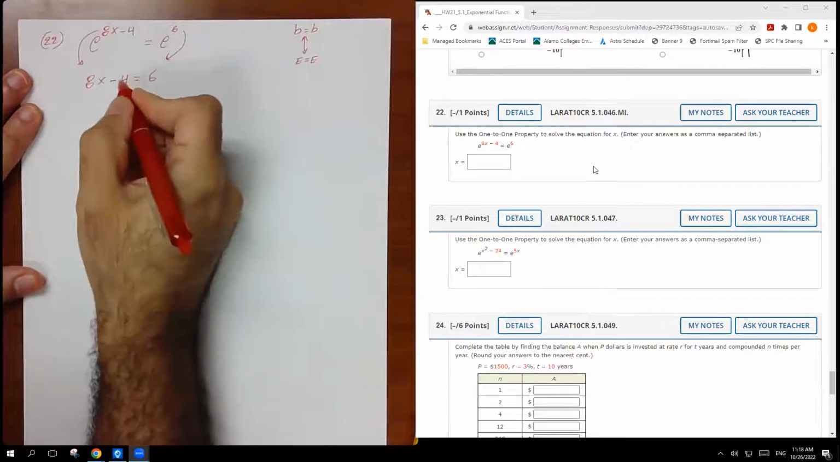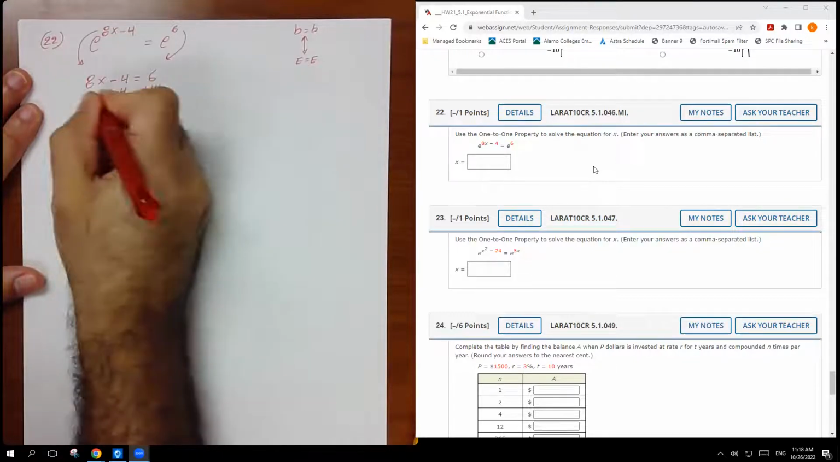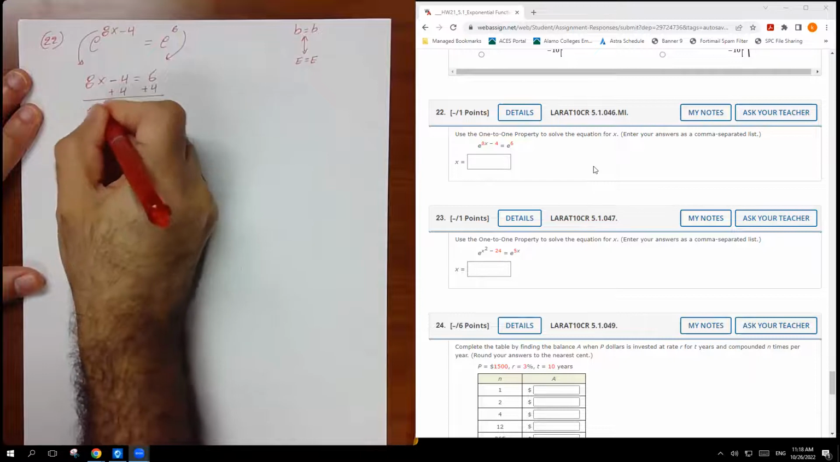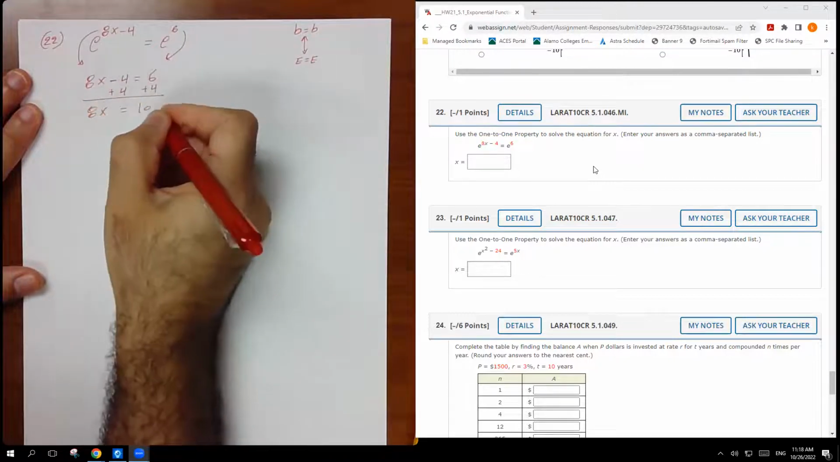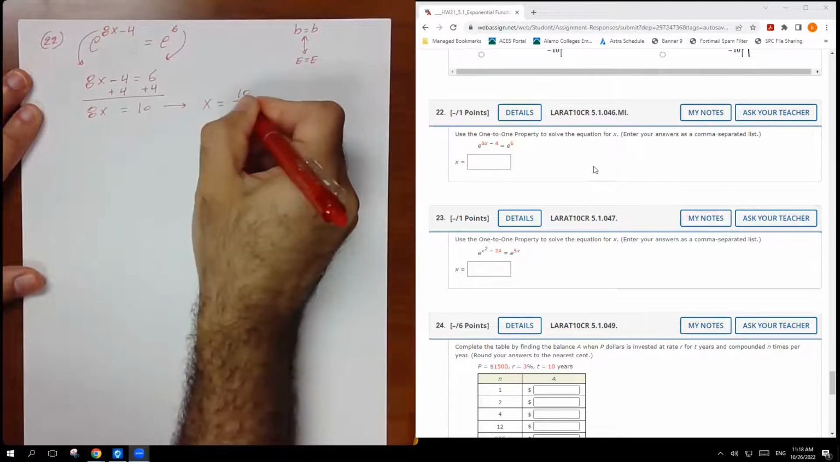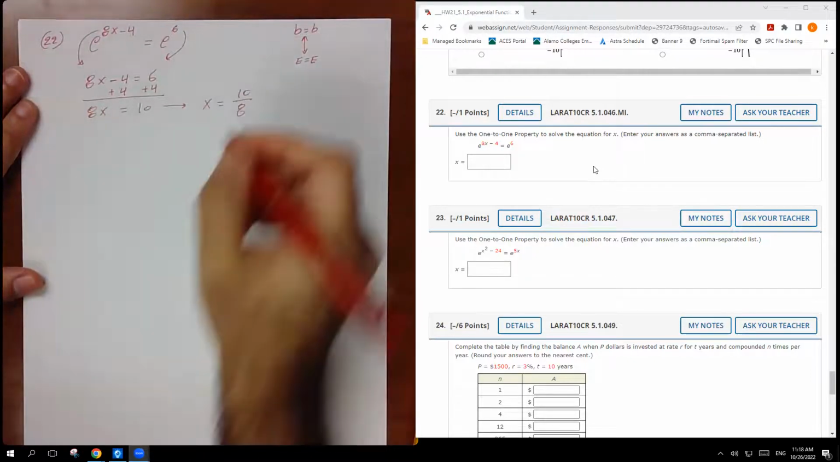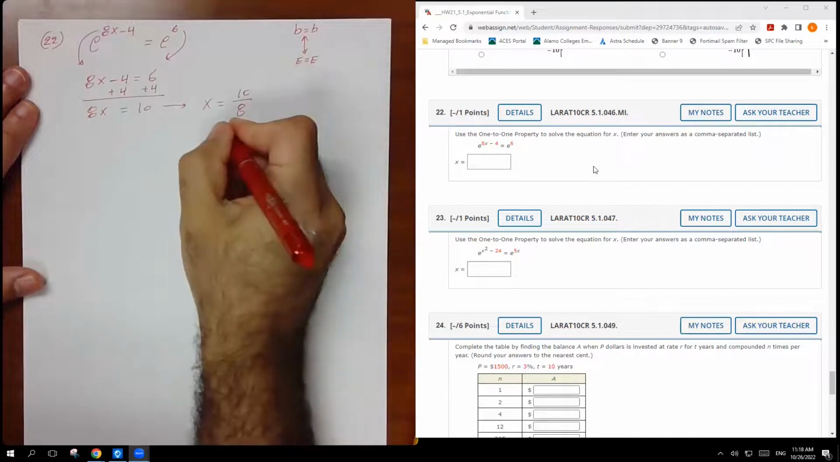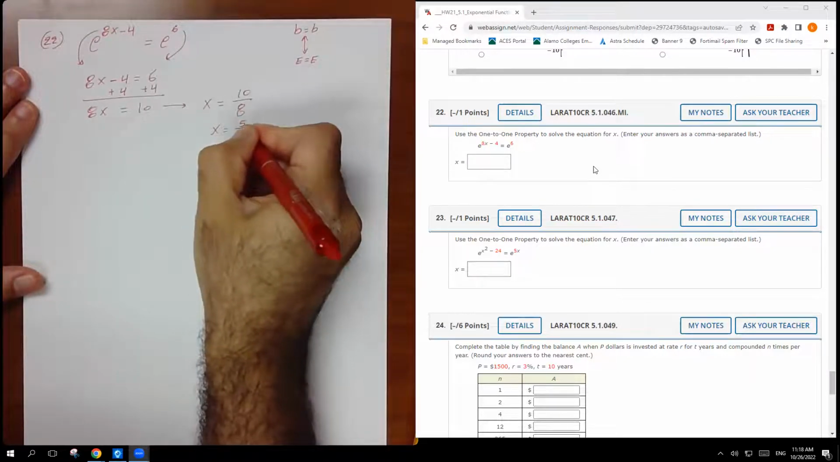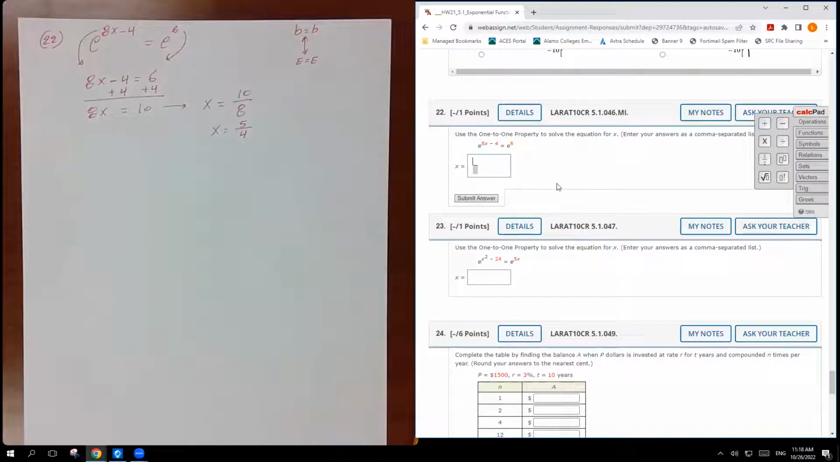Now solve this one. You're going to move the 4 to the other side, so you're going to add 4. So it's going to be 8x equals 10. That means divide both sides by 8. So x is going to be equal to 10 over 8. Can you simplify it? Yes, you can simplify by dividing both by 2. So x is going to be equal to 5 over 4. So we're going to type here our value, which is the fraction 5 divided by 4.